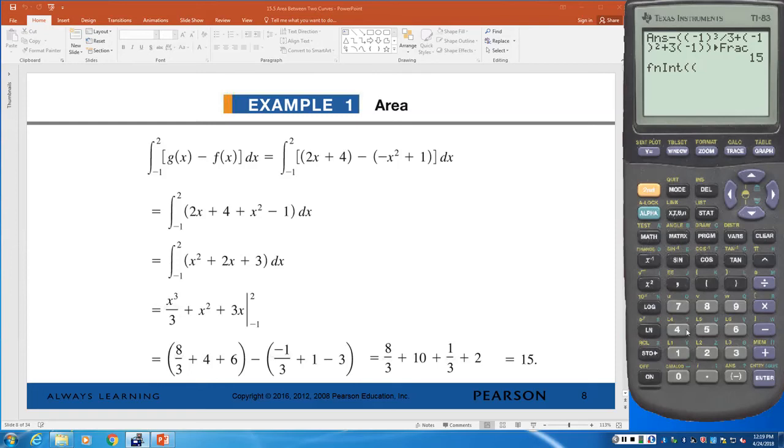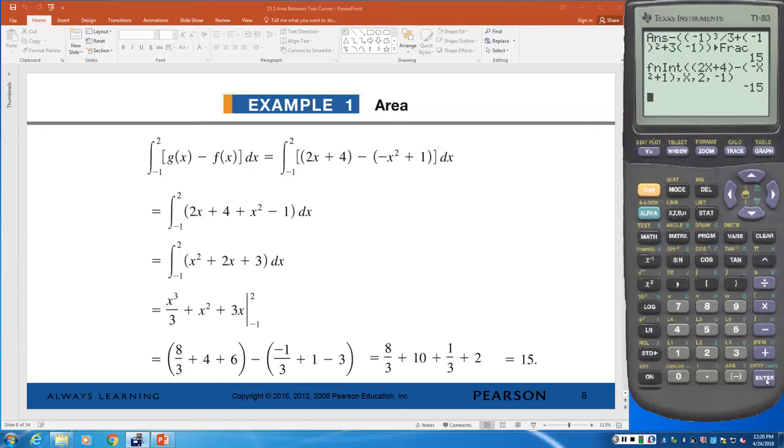So the first function is 2x plus 4. And we're going to subtract the function negative x squared plus 1. And then we're going to put a comma, and the integration is with respect to x, and you want to put in the limits of integration in the correct order, or you will get a negative answer where you should have gotten a positive one. And I'll show you what happens by doing it both ways. If you do 2 comma negative 1, you get negative 15.